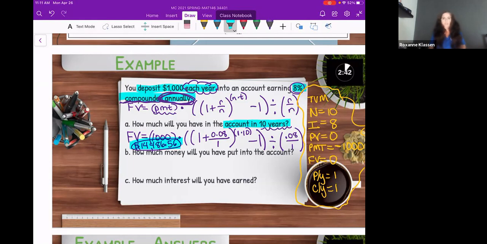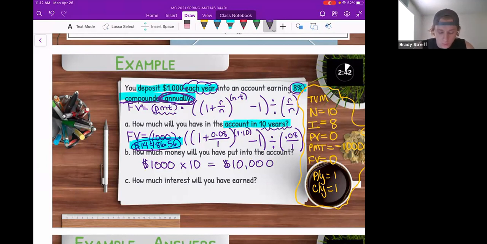All right, good job. So how did we get $10,000? Well, we put in $1,000 each year for 10 years. So we put in $10,000. Okay, but our account has more than that in it, right? Our account has $14,486.56 in it. Where'd that other money come from? Because you only put $10,000 in. Where'd that other money come from? Interest. There you go. That's the whole point, right?